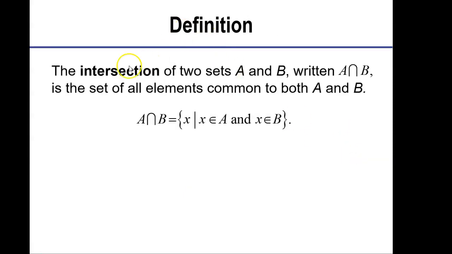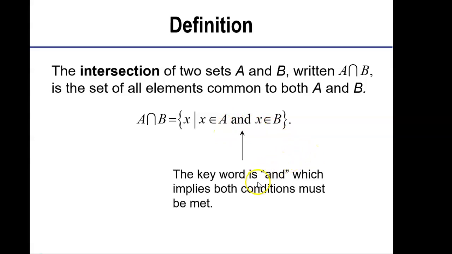Now, the definition. The intersection of two sets A and B, written with the symbol A intersect B, is the set of all elements that are common to both A and B. So A intersection B is the same as x such that x is an element of A and x is an element of B. Now the key word is "and," which implies both conditions must be met.